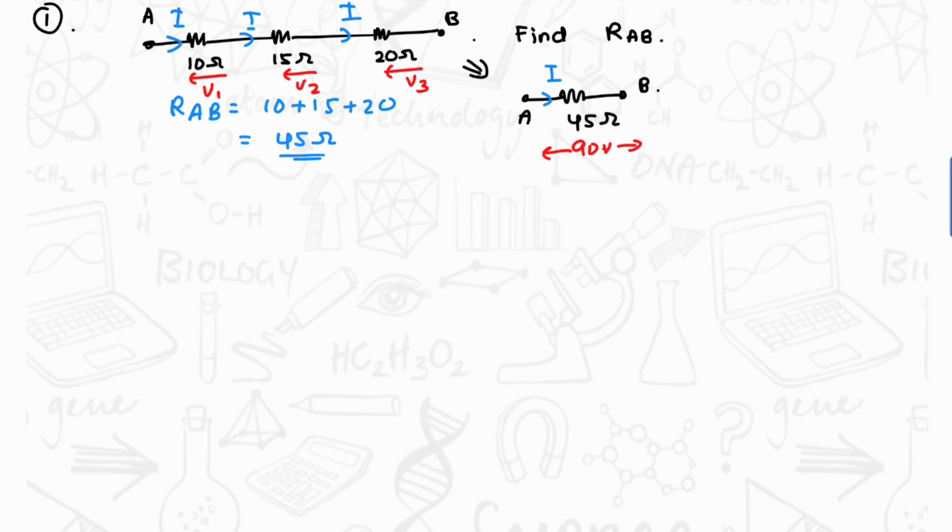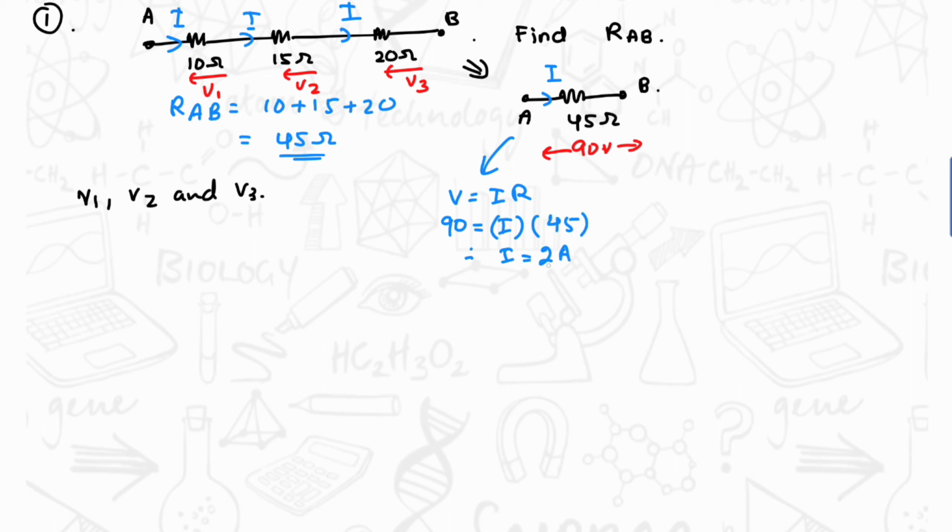Now let's say the voltage difference between A and B is 90, and we have to find V1, V2 and V3. For that, let's find I first. Using the simplified circuit, we can find I by using the V equals IR equation. V is 90 and I, let's say it is I. R will be 45. Therefore, I is equal to 2 amperes.